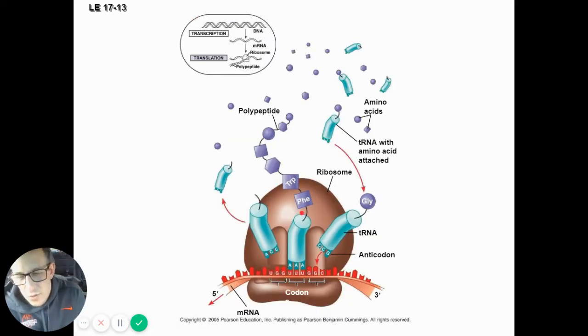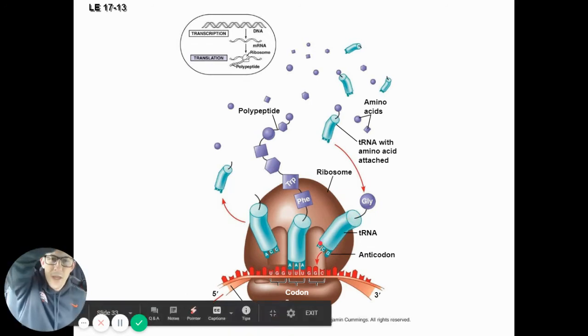And next, once we have the proper attachment of the amino acid to the proper tRNA, you absolutely have to make sure that those match up properly with the codon of the mRNA, which is what we see in this picture right here.